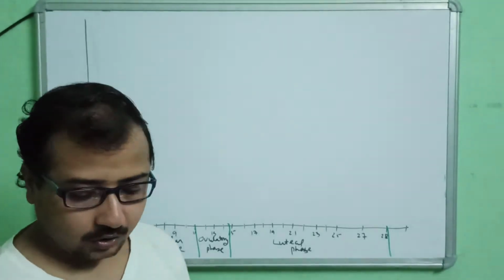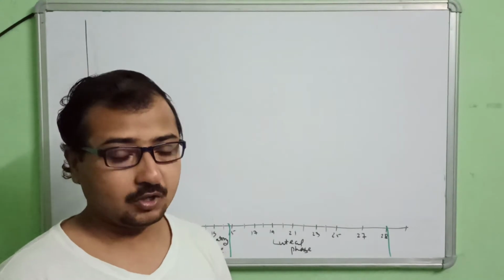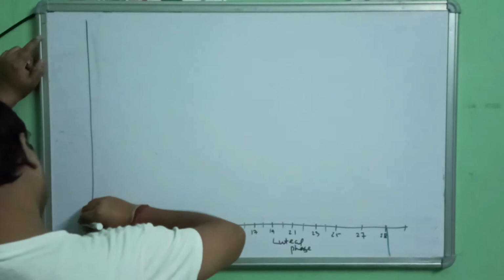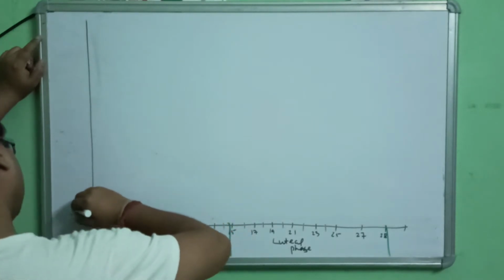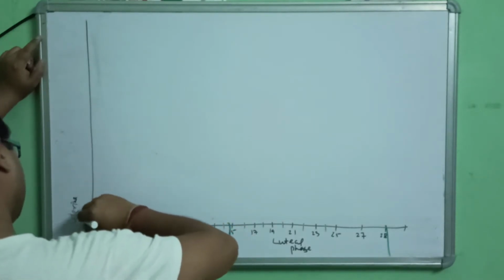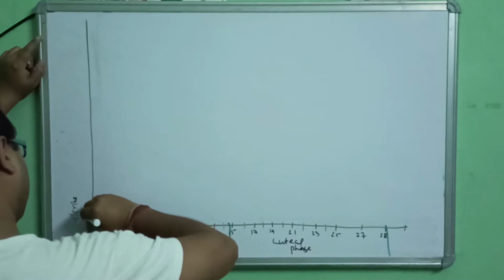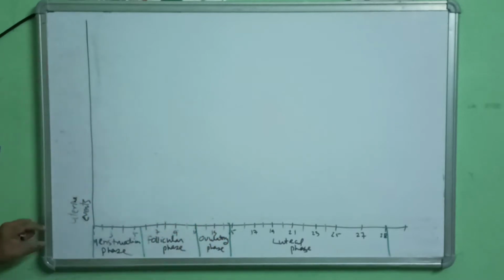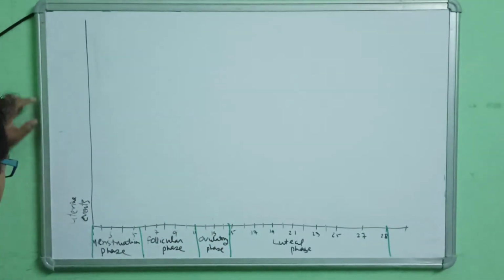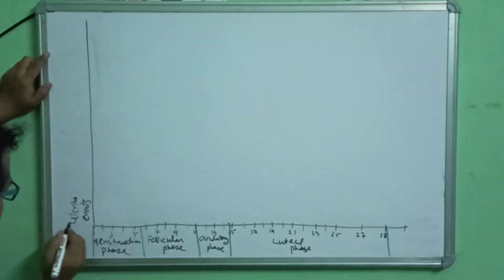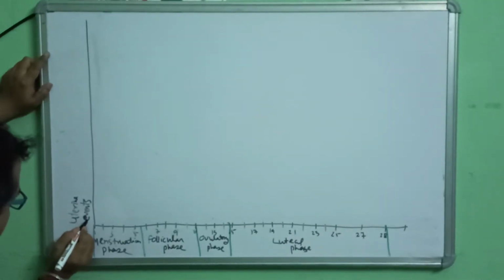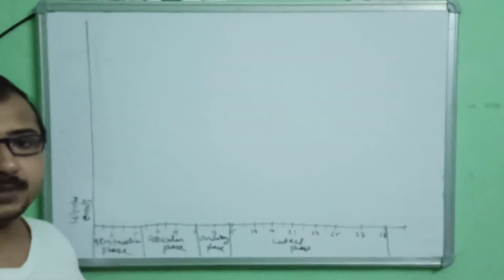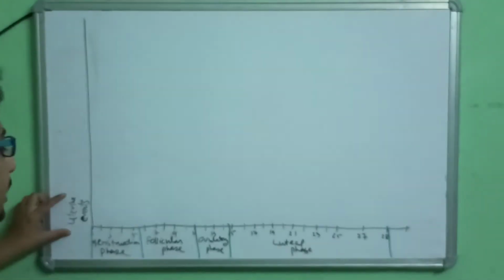Now on this axis we are going to write some events. First of all, we will be writing here uterine events. Okay, so first I have written here uterine events. I am dictating it so that if the letters are not visible, you can hear at least. So uterine events I have written here.